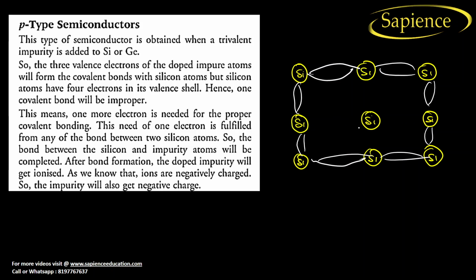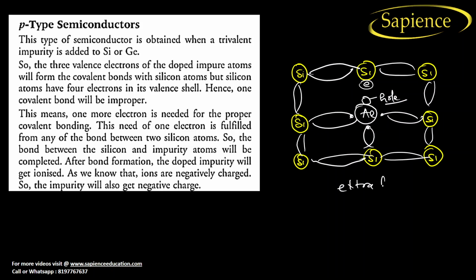Now I want to dope it. If you want to dope it, you just have to remove one. Since it is p type, I will dope it with aluminum. It has how many electrons? Three electrons are there in the outermost orbit, so they will get shared like this. But there is a hole as well. An extra hole has been created.